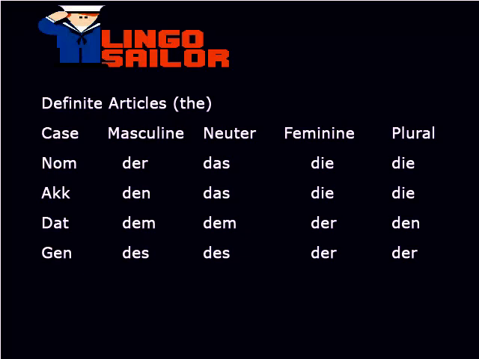The dative case. Masculine is dem. Neuter is dem. Feminine is der. And plural is den. The genitive case. Masculine is des. Neuter is des. Feminine is der. And plural is der.